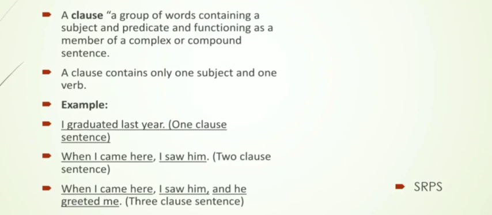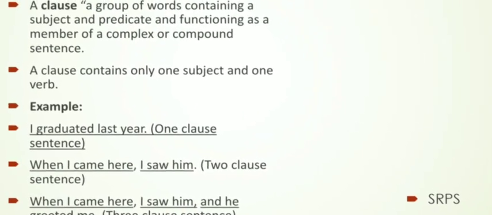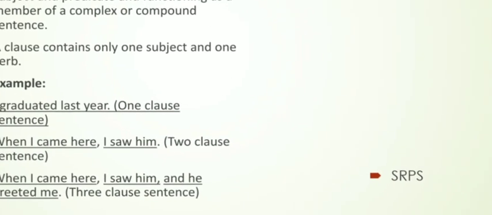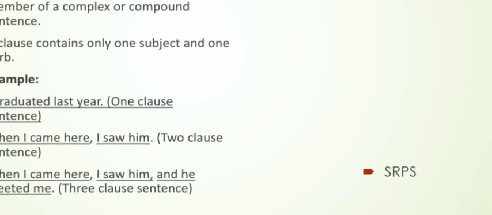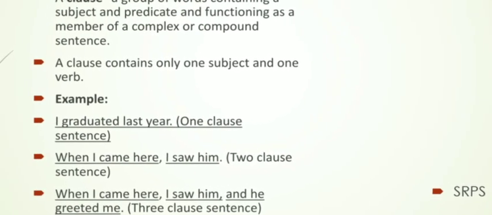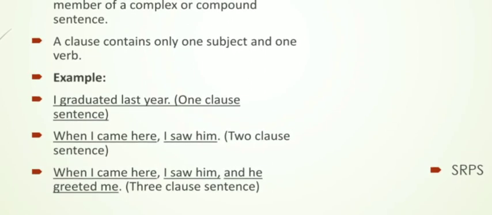Now, two clauses. When I came here, I saw him. अब देखिए इसमें एक independent clause है, I saw him. You can say I saw him. When I came here, dependent है. जब हम आए तो क्या देखा हमने? I saw him. So, इस sentence में there are two clauses. See the next thing. When I came here, I saw him and he greeted me. So, here there are three clauses in the same sentence. So, this is what clauses.